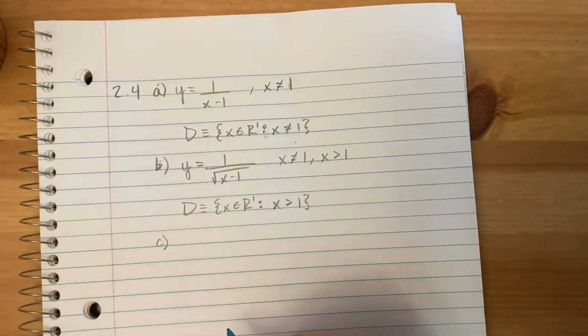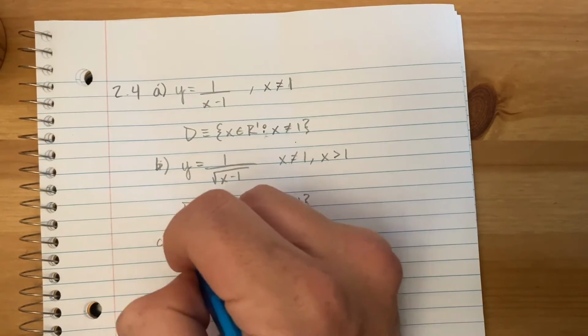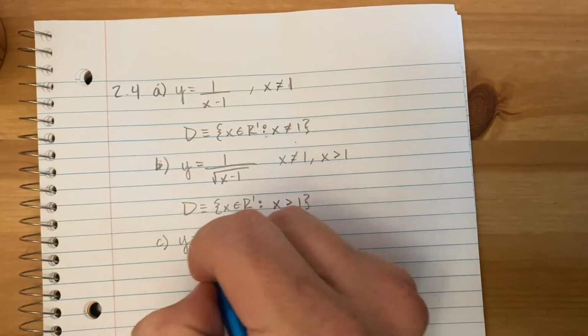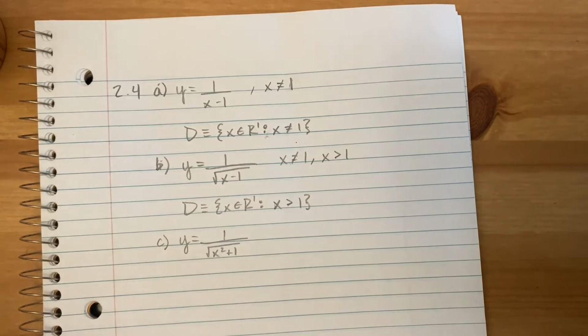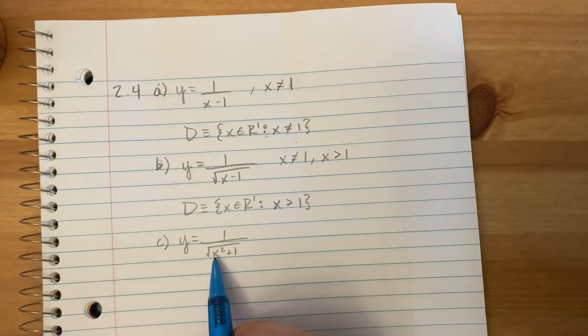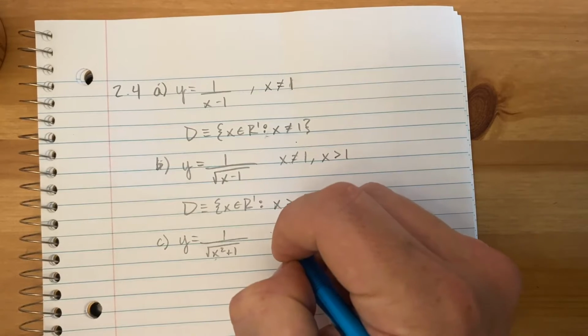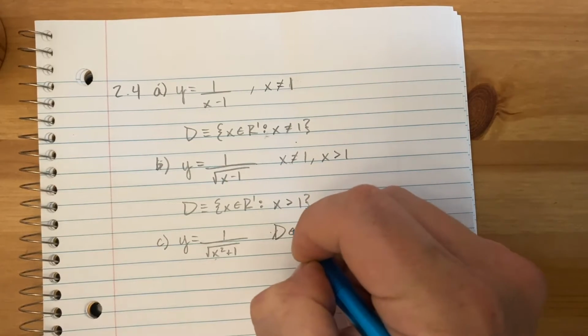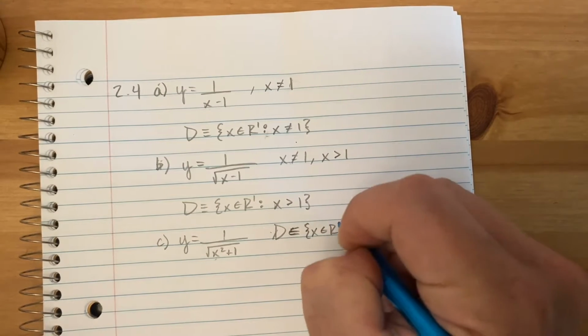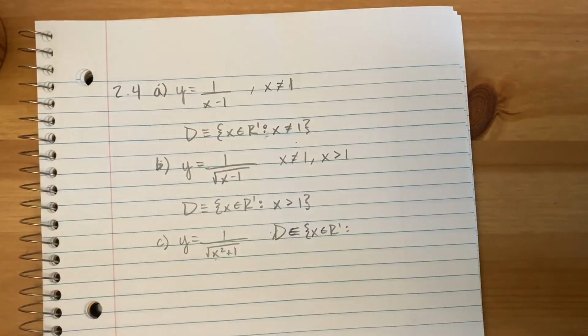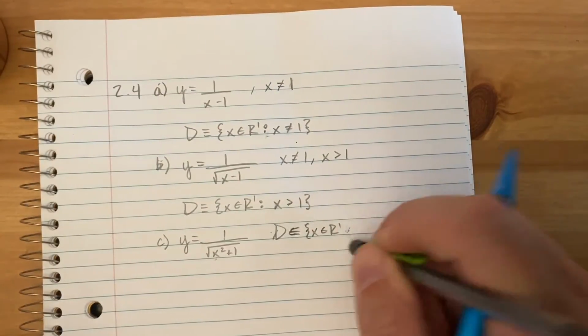All right. Equation C is y equals 1 over the square root of x squared plus 1. And there's really no restrictions here. There's no choice of x that would make this 0, and there's also no choice of x that would make this negative. So in fact, here the domain is defined as all x's that are within the set of real numbers such that, oh wait, that's it, because there's no restrictions, right? There we go, so we're done.